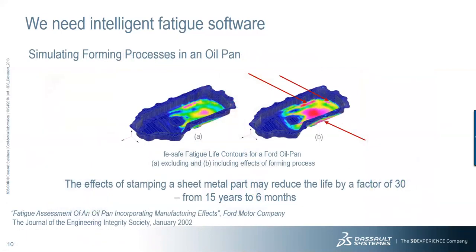Another aspect is taking into account the residual stresses. This is an example of an oil pan, done by Ford Motor Company. This is the example where residual stresses haven't been taken into account, but this is where the residual stresses have been considered. You can see that when the residual stresses were considered, a lot of different red spots occurred which were not there before. Because of this, the life changed from 15 years without residual stresses to 6 months with residual stresses. So you can see how different the life can be if you do not account for the residual stresses.